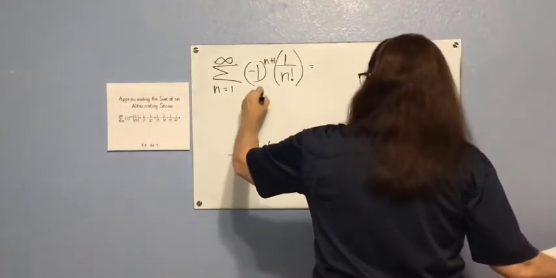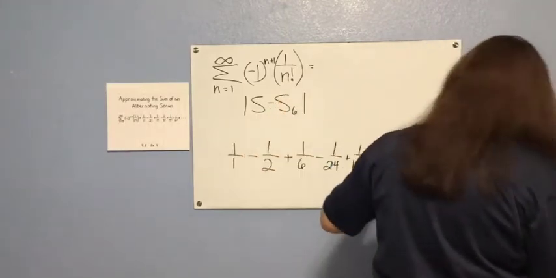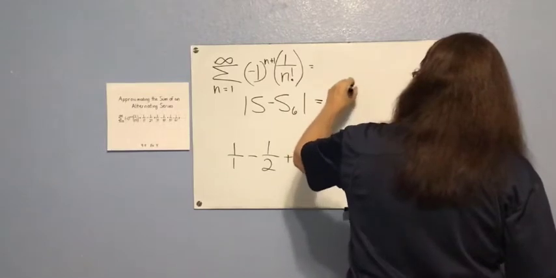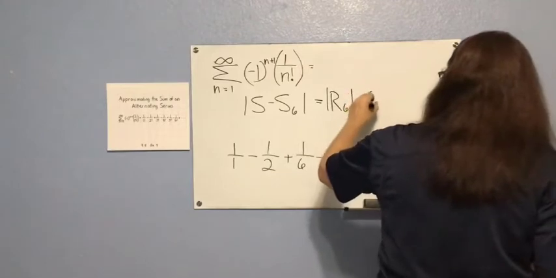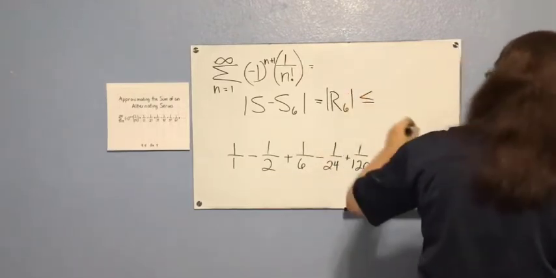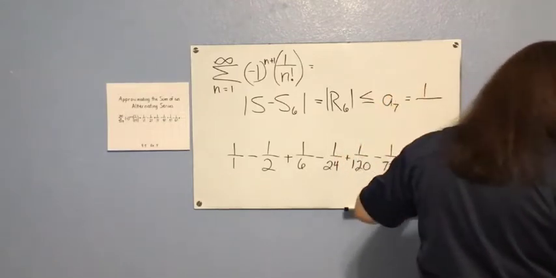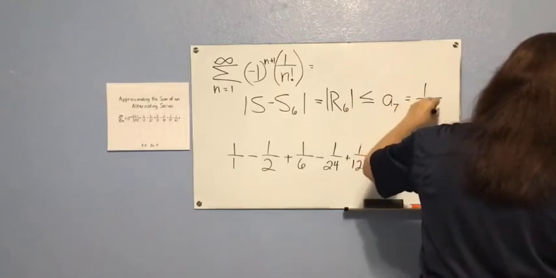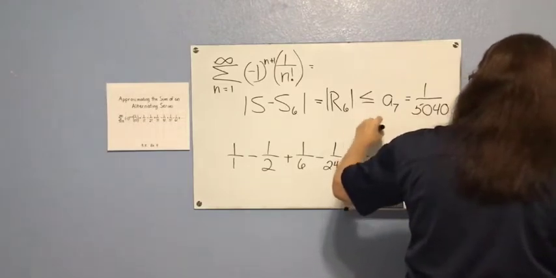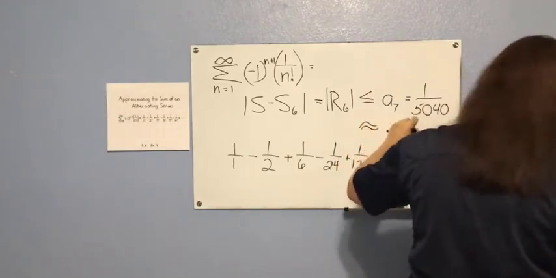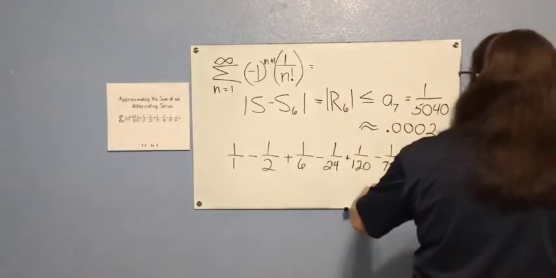If we want to find the remainder for this calculation, we have absolute value of S minus S sub 6 is equal to absolute value of R sub 6, which is less than or equal to a sub 7, which is 1 over 5040, and the decimal for that is 0.0002.